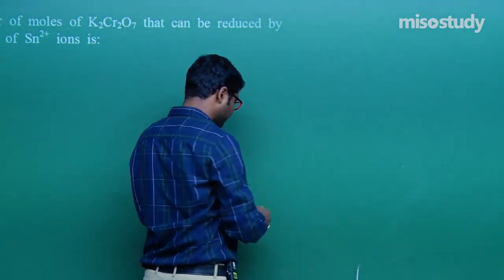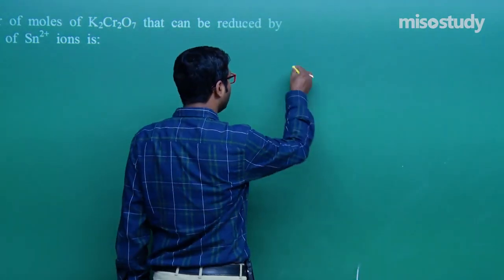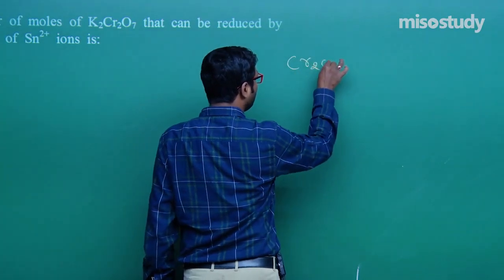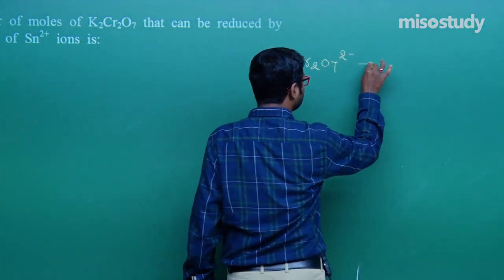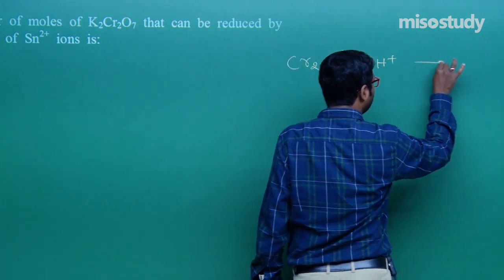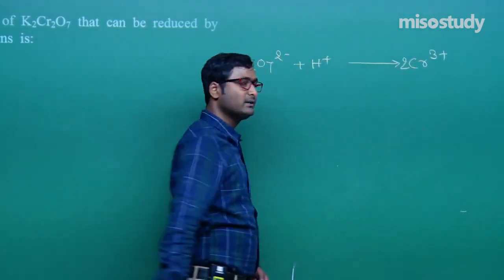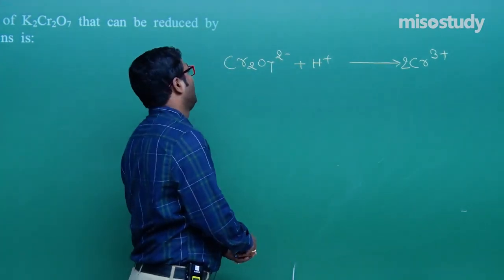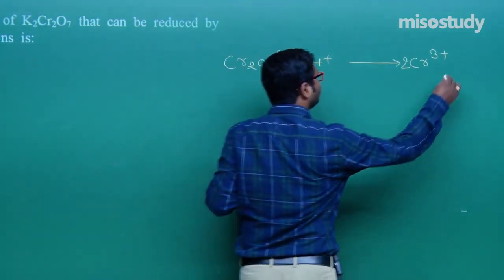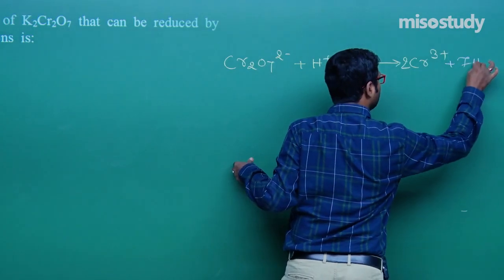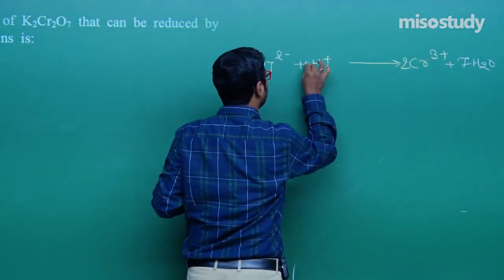Wait for a moment. First of all, let me give the detailed solution. If I put here Cr2O7 2 minus, it gives you Cr3 plus. Clear? This is a general trend. Now there are 7 oxygens, so put here 7H2O and put here 14.